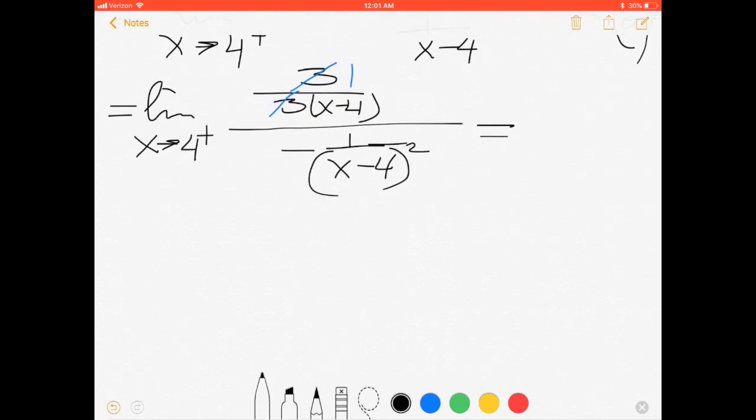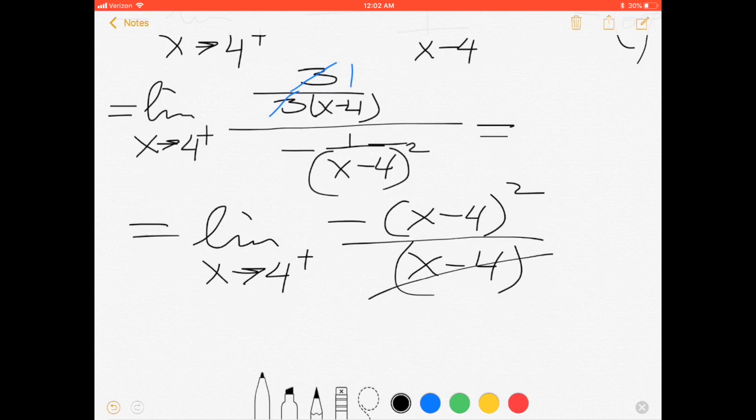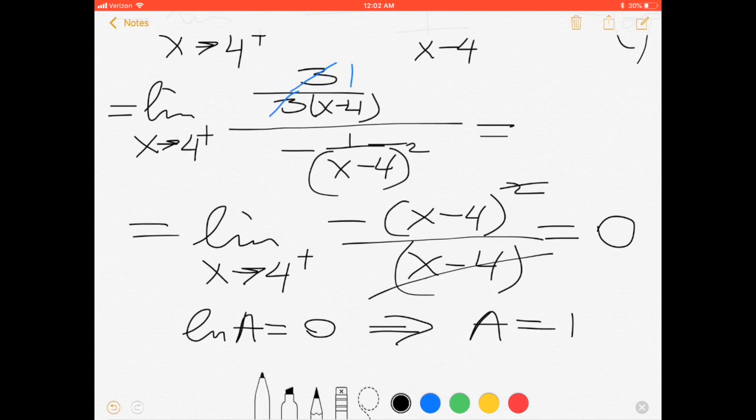I use our working with fractions. What we have here: limit x approaches 4 from the right, minus x minus 4 squared over x minus 4. I think this and this cancelled. And if you plug in 4, you have 0. This means our natural log of a equals 0. This means a equals 1.